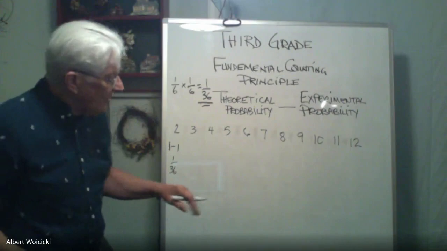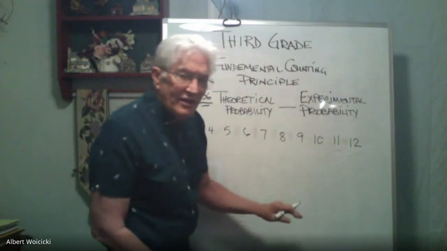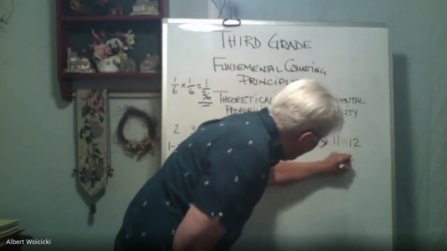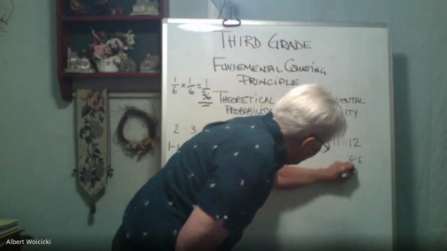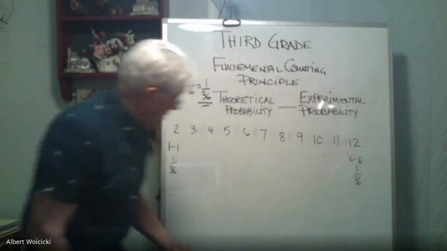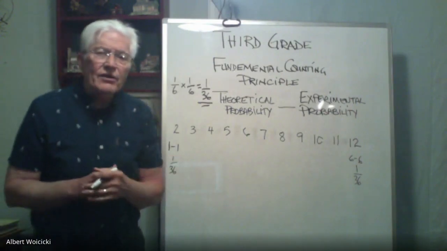So if I go down here to 12, it's the same idea. I have 2 6s. So I have to have a 6 on one die and a 6 on the other. There's only one chance in 36 of getting a 12. That's the only way I can do it.